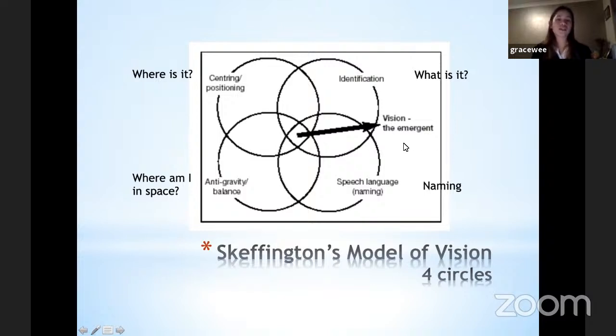So what does that mean? Let me explain the circles. On the top left, you've got this section known as centering. What that means is: where is this object in space, in our visual space? For example, if I grab a pen, where is this pen in my visual space? In order to know where this pen is, I've got to direct my eye movement and my eye teaming skills to locate where this pen is in space.